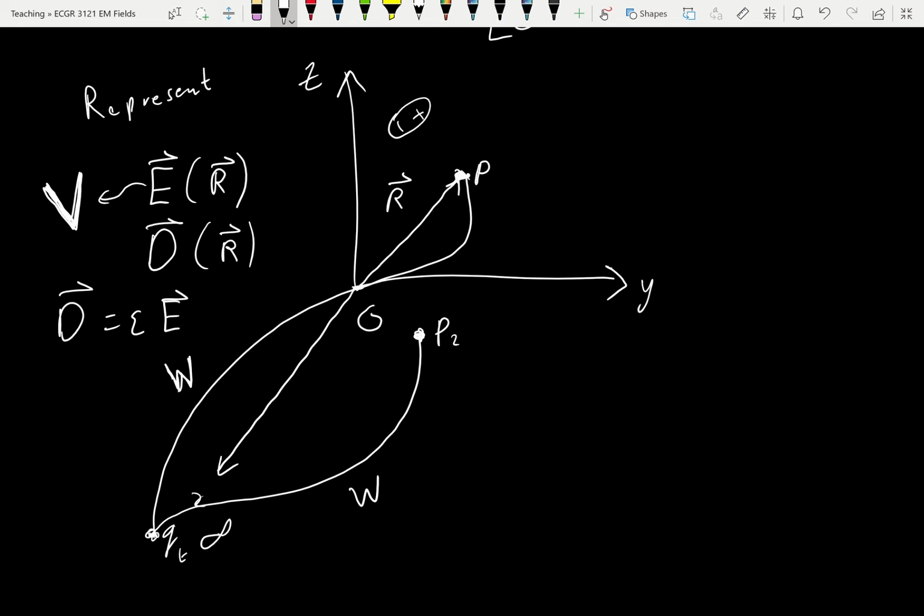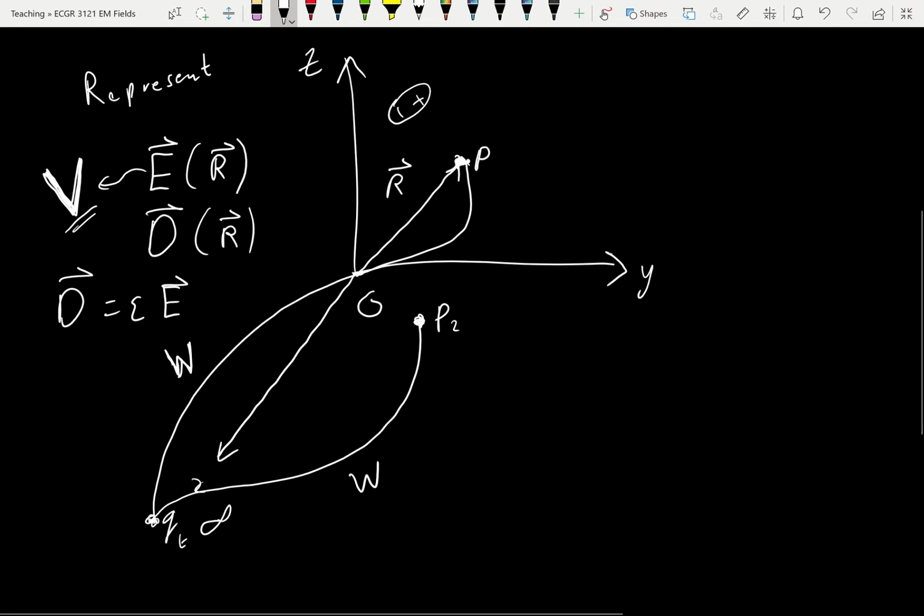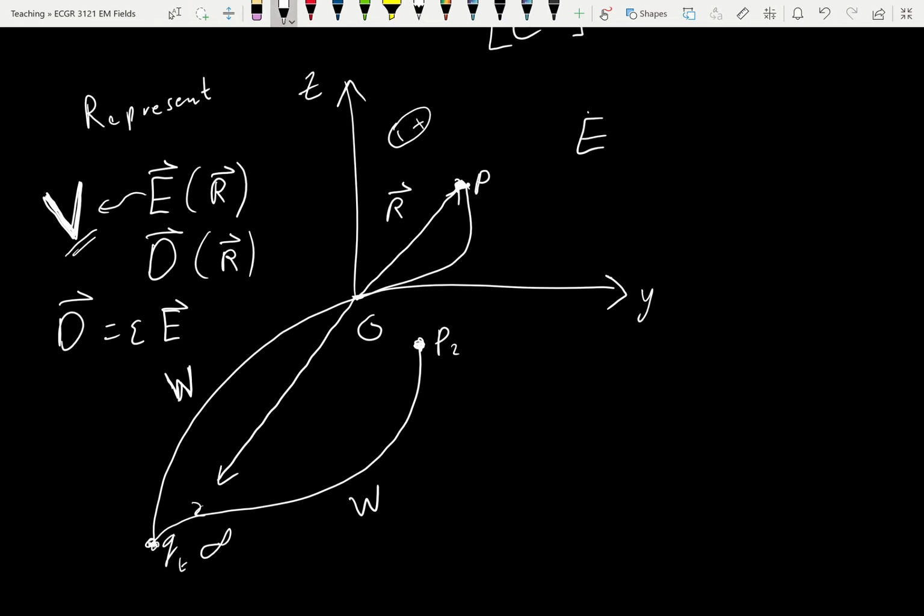So I could claim that V is also another way of measuring the same thing, which is the electric field intensity. And we found out that E equals minus the gradient of V.